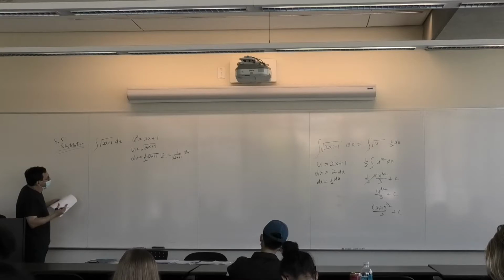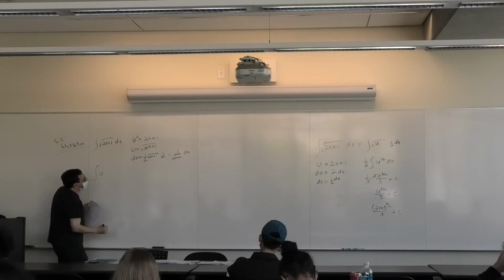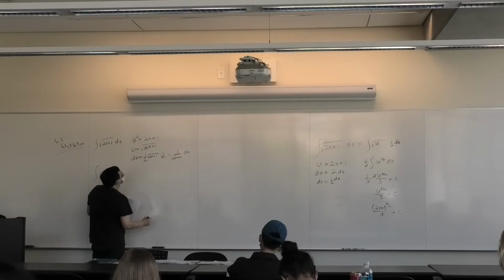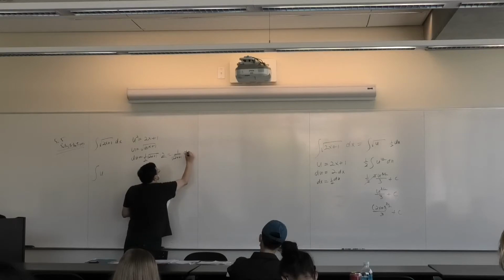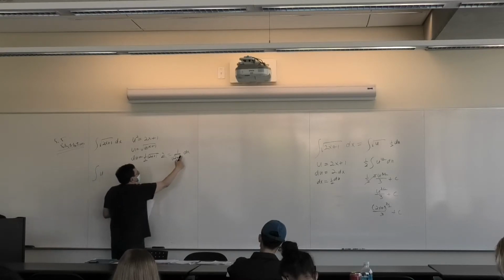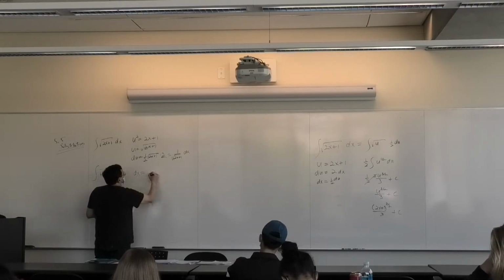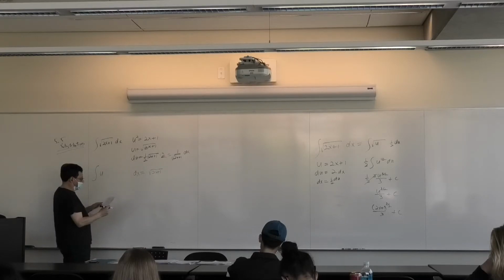Right? Now let me do my substitution. This just becomes u. This is dx. Well, I have to solve for dx here. That's going to be the square root of 2x plus 1 du. I think that's what I wanted to do.